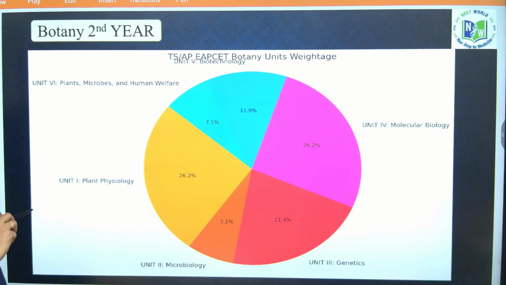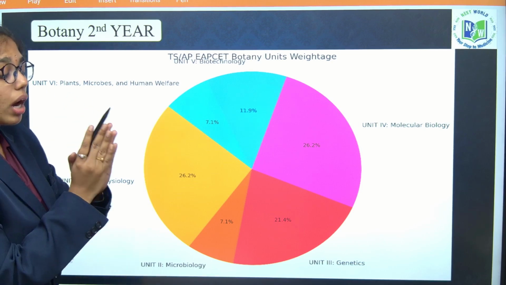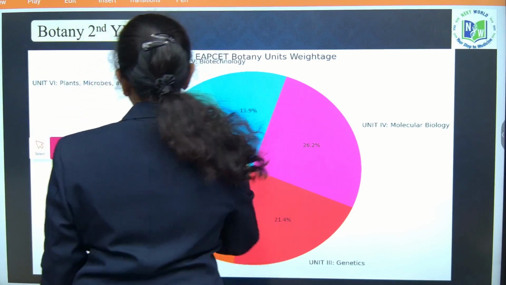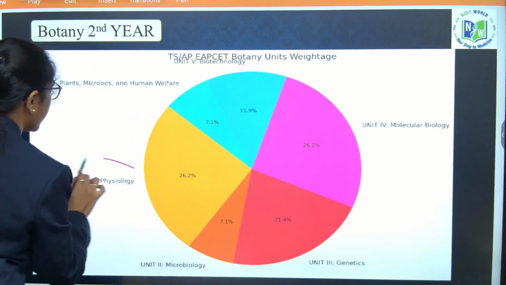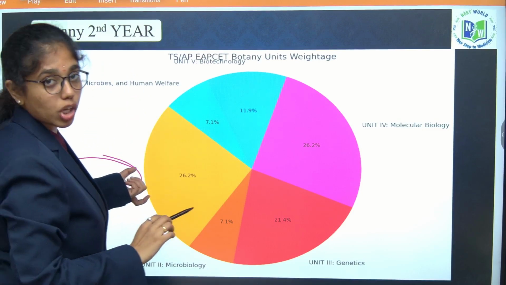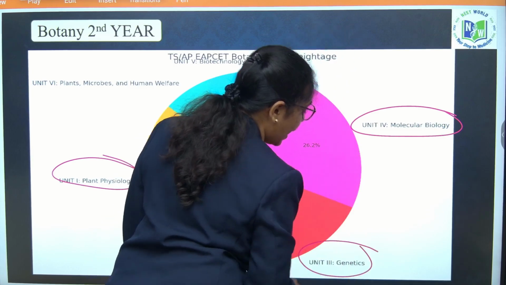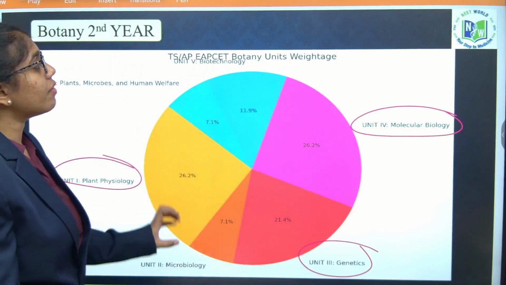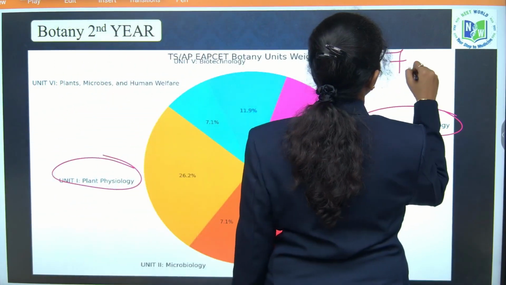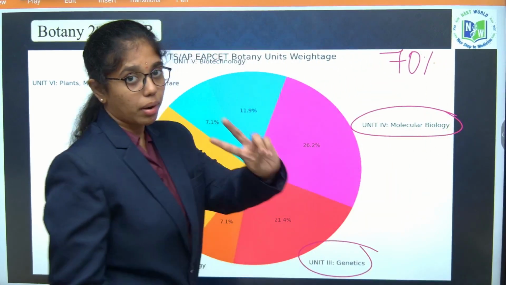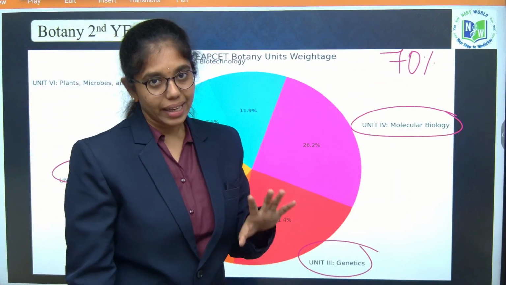Then comes the second year botany syllabus. From the second year syllabus, majorly again you have to focus on two units. The very first unit is plant physiology, and then you have to look into molecular biology and genetics. This covers approximately 70% of the syllabus from second year botany with respect to EAPCET.